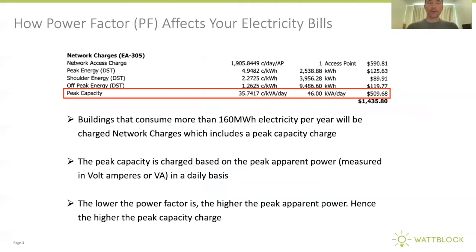So if we look at a typical bill, you can see the network charges on this EA 305 tariff. There's an item called peak capacity. This is the line that's driven up by poor power factor. So first of all, only buildings that consume more than 160 megawatt hours of electricity per year will get bills that actually show peak capacity. And this peak capacity is based on the peak apparent power. That's the power from the cappuccino, including the froth. If we can improve our power factor, get it closer to 1, we can decrease the froth on the cappuccino and then decrease our peak capacity charges.